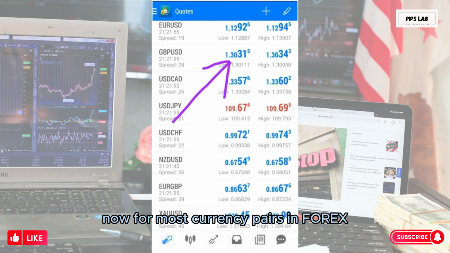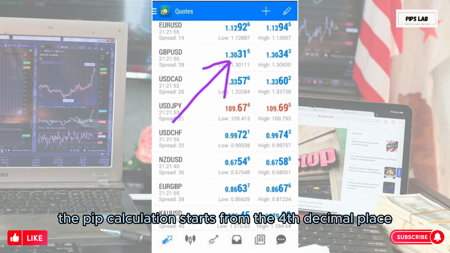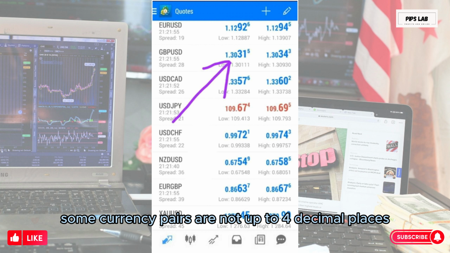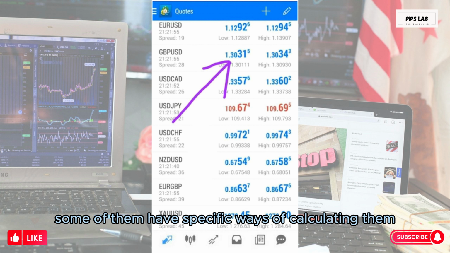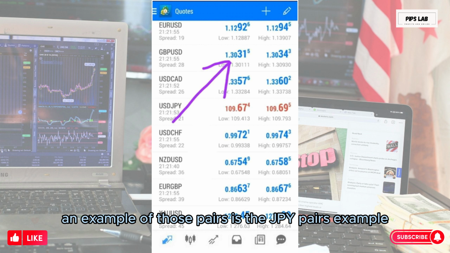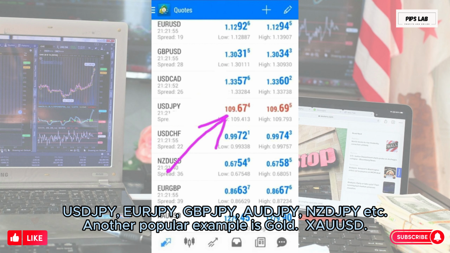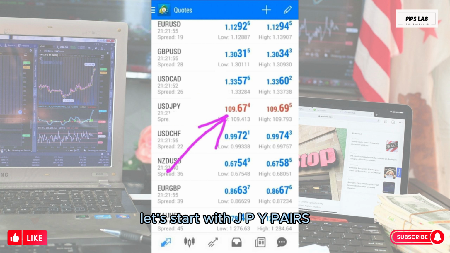Now, for most currency pairs in Forex, the pip calculation starts from the fourth decimal place. Some currency pairs are not up to 4 decimal places. Some of them have specific ways of calculating them. An example of those pairs is the JPY pairs. Examples: USD/JPY, EUR/JPY, GBP/JPY, AUD/JPY, and so on. Another popular example is gold, XAU. Let's start with JPY pairs.